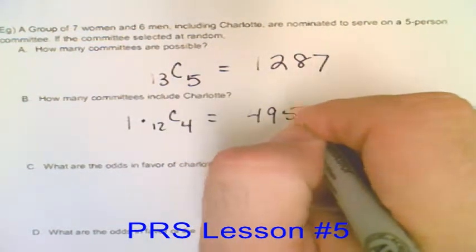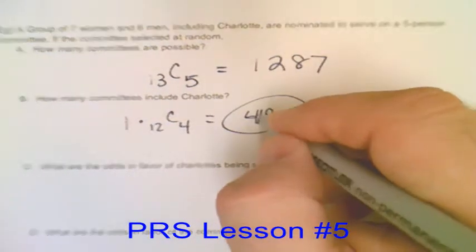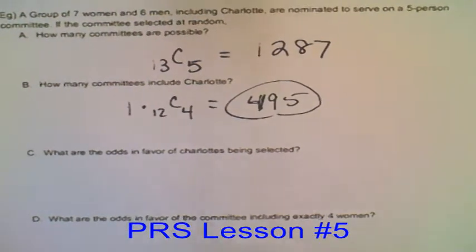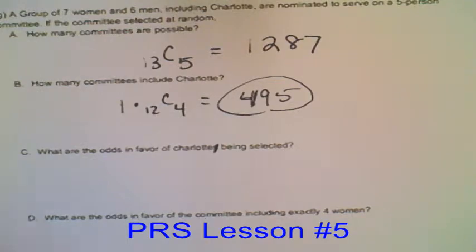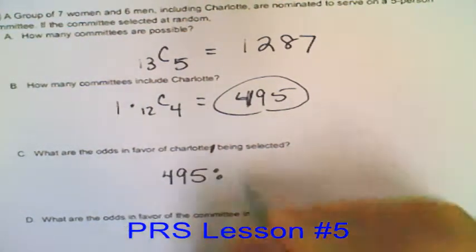How many committees include Charlotte? Well, that would be Charlotte, and then there are 12 people, and I've got to choose 4 more. So Charlotte is 1 times 12 choose 4, so I figure that out. And that's going to be 495. Okay, so there are 495 committees that include Charlotte, 1,287 that can be made in total.